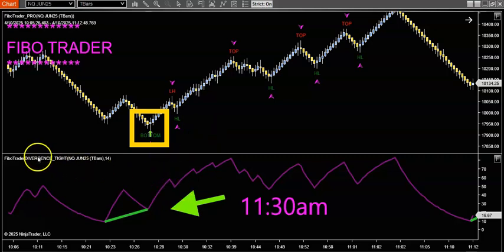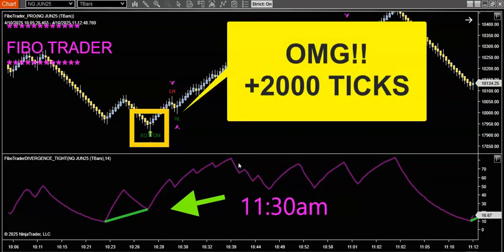Take a look at this Fibo divergence setup that showed up here at 11:30 a.m., nailing the exact low on the NQ in today's session for 2,000 ticks. I mean, this is absurd.